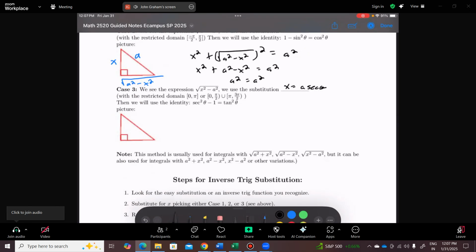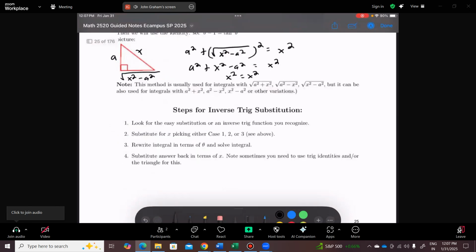Here we will have x be the hypotenuse, a be the vertical, and the other side be the square root of x squared minus a squared. So we do a squared plus the square root of x squared minus a squared, squared, equals x squared. This undoes that square root, so you have a squared plus x squared minus a squared equals x squared, and your a squares cancel. Okay, so that's why those work and why we use them.